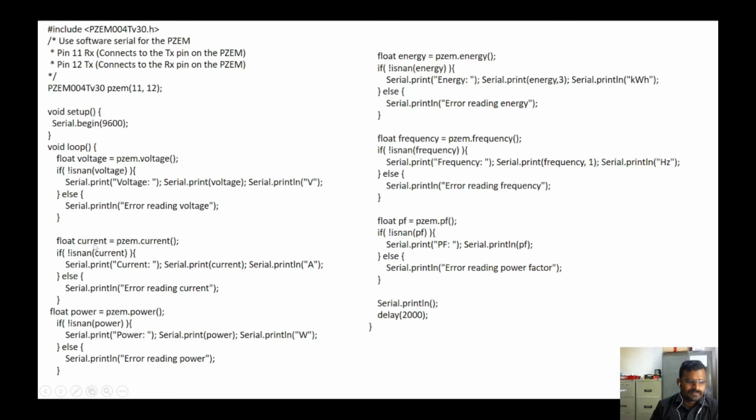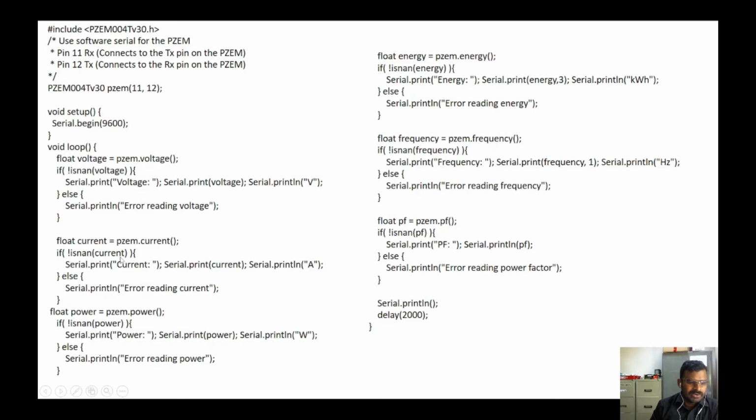So float current is a variable where I am going to store the current value, and this is a function, PZEM dot current of. These functions are written inside this header file. So we just need to call it, and it has an inbuilt program to measure and do whatever conversions are needed. Everything will be done inside.